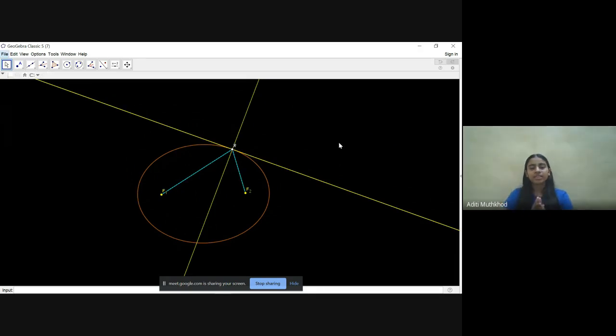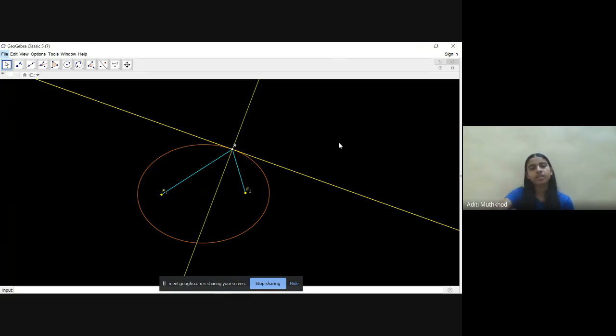This is true not just for ellipses. It's also true for hyperbola and parabola. So in a hyperbola, can someone tell what the corresponding theorem would be?